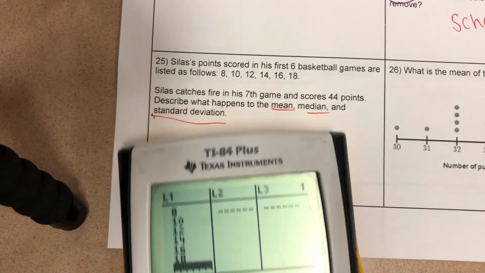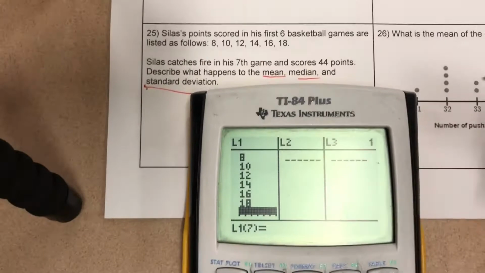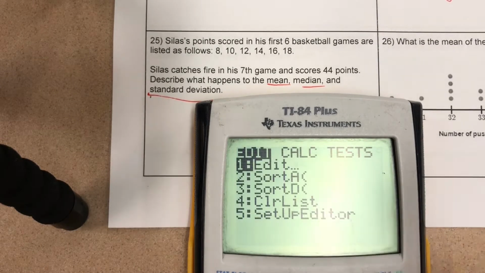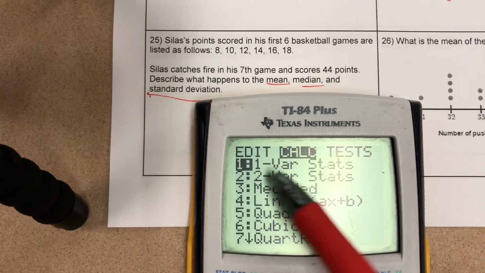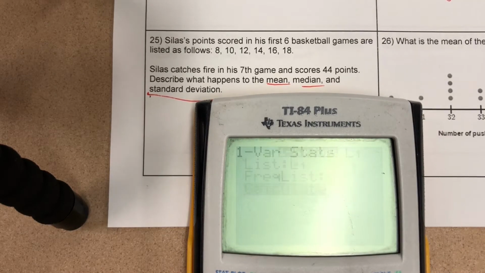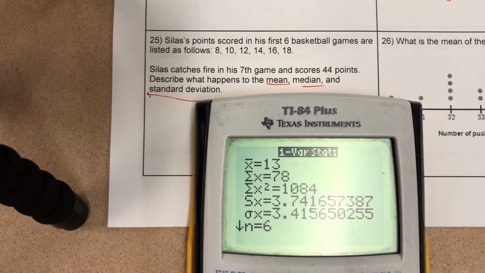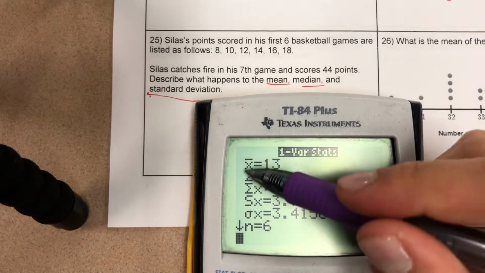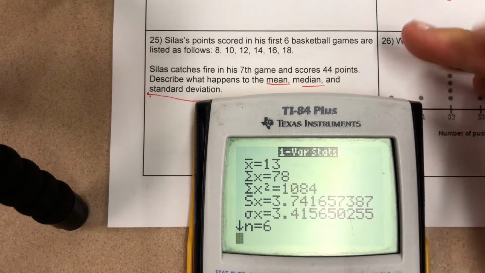Once I do that, to find the mean, median, and standard deviation super easily, I'm going to hit stat, and then go over to calc because it's a calculation. Since I only put it into one column, one variable stats is what I'm going to hit. Enter, enter, enter, and this has everything I need to know. There are only two symbols that you need to remember. X with the bar on top is going to be the mean.